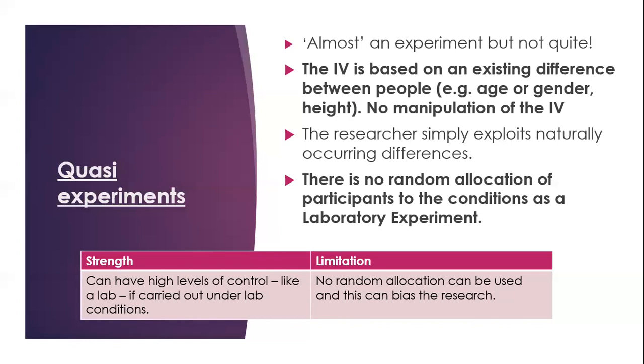It can have high levels of control if we carry it out like a laboratory experiment. Limitation-wise, because there's the lack of random allocation, this can bring bias into the research. So the researcher is using that pre-existing difference, and we're choosing by the researcher, and that could be a problem.